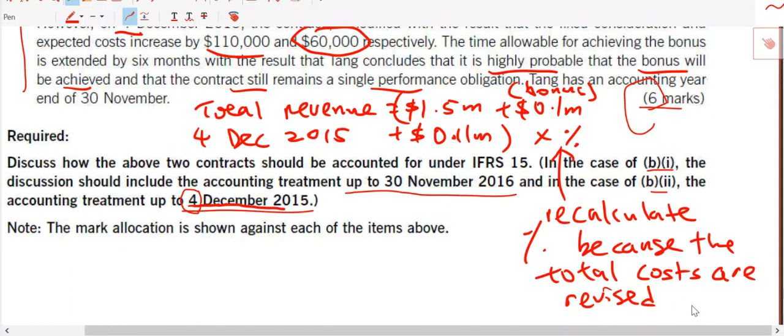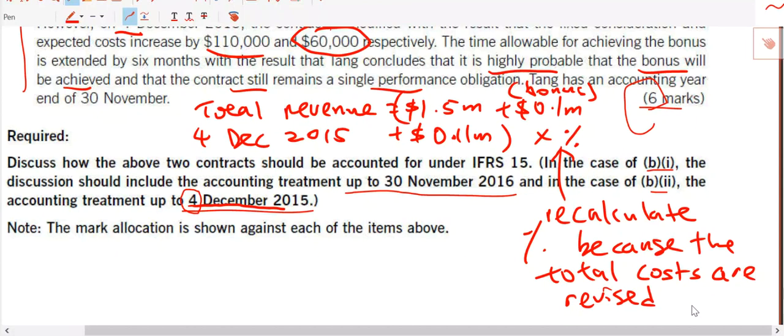If you don't know how to calculate the new percentage, you just use back 65%. I think that's no big deal actually, because the main thing here is to discuss the revenue change, because we, for the first time, included the bonus inside. Previously, we didn't. And then there's a modification to increase the total revenue by $0.11 million. That is already good enough.